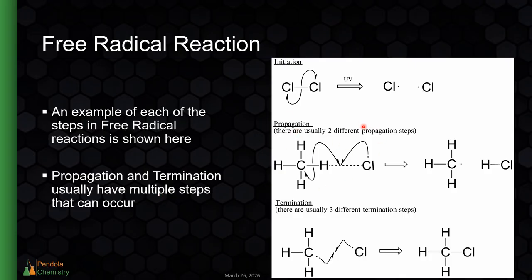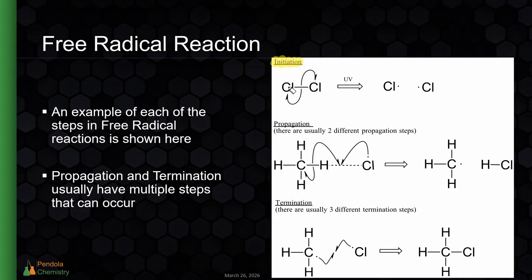Now, like I said, propagation and termination both have different steps. This can happen in chain reactions, so there's actually a few different types of reactions that can happen. Propagation steps usually have 2 different reactions, and termination steps usually have 3. But we're not going to focus on that right now. We're going to just use one of each to show examples. So we saw the example of initiation already. The initiation step is pretty straightforward.